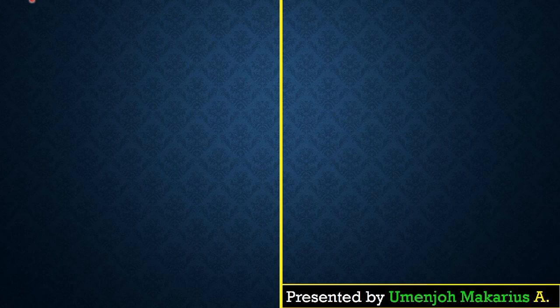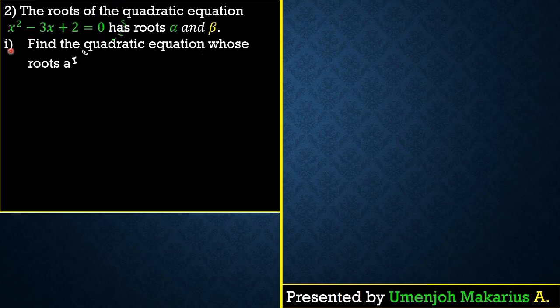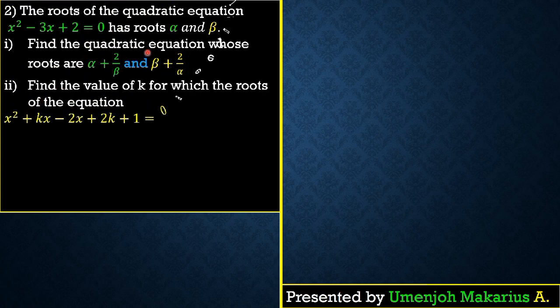Okay, friends, question 2, as you can see on screen, simply reads that the roots of the equation x squared minus 2x plus 2 equals 0 are alpha and beta. Find a quadratic equation whose roots are alpha plus 2 over beta and beta plus 2 over alpha. All right, so let's start with the first part.